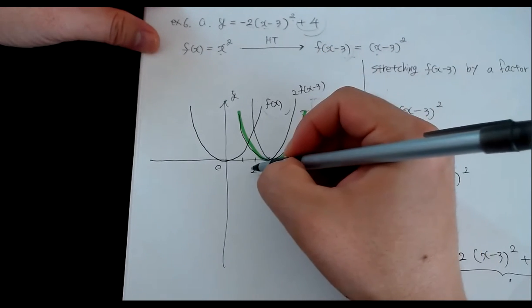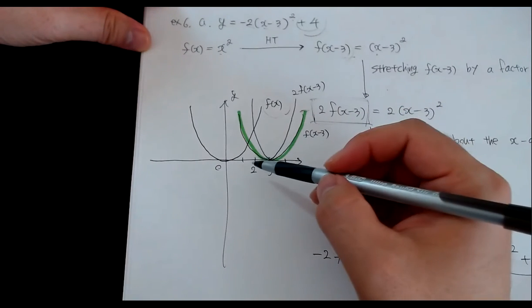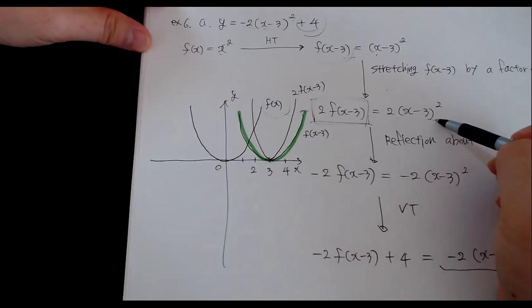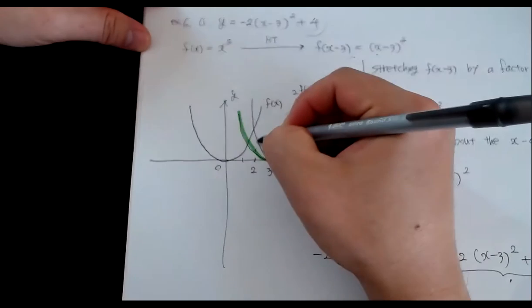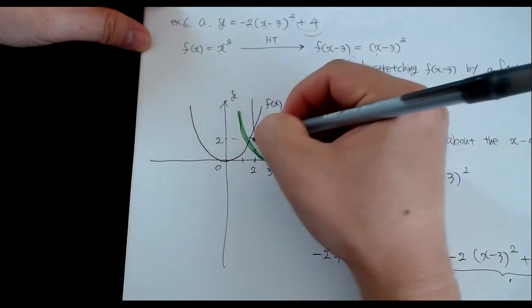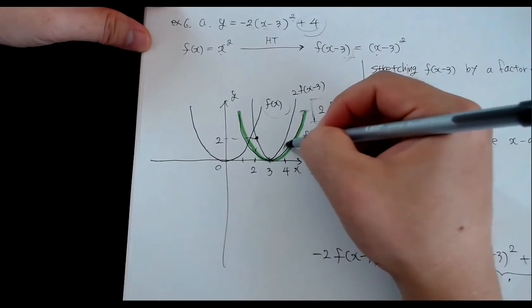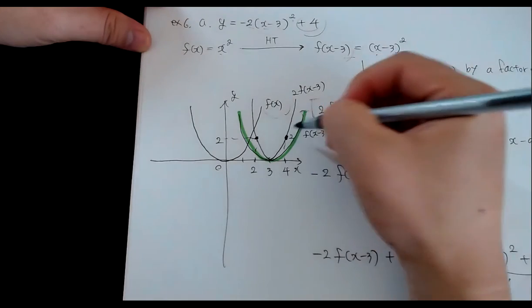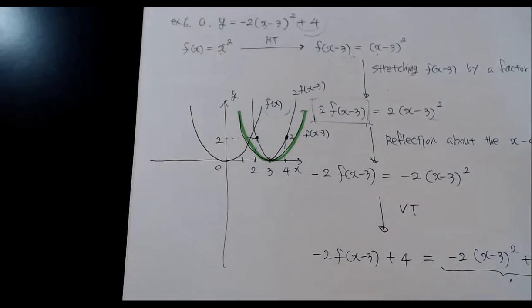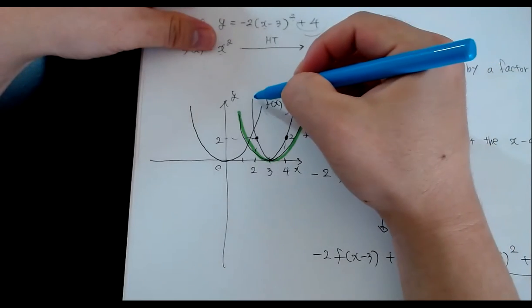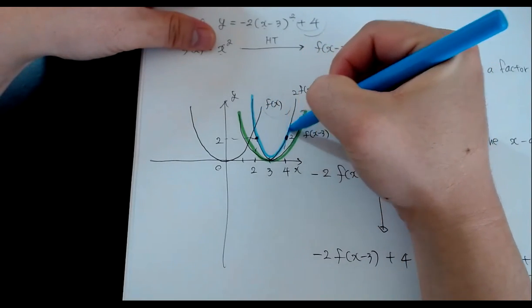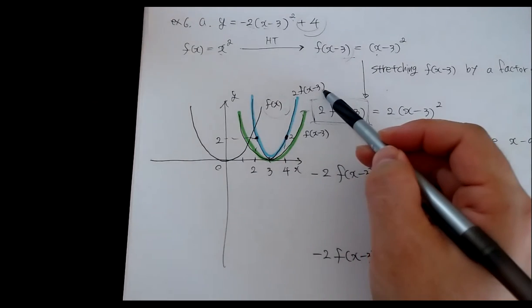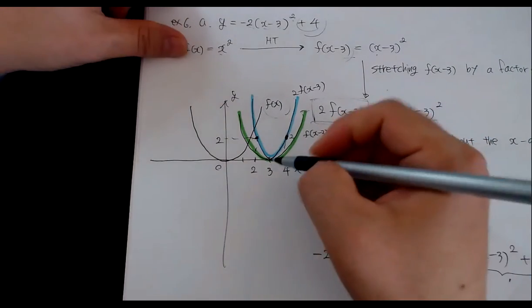When x is 2, plug 2 into 2 times x minus 3 squared, then we get 2, right? So there's a 2. And when x is 4, we also get 2. So anyway, that's the graph of 2 times f of x minus 3. And now we reflect the graph of 2 times f of x minus 3 about the x-axis. So we got this.